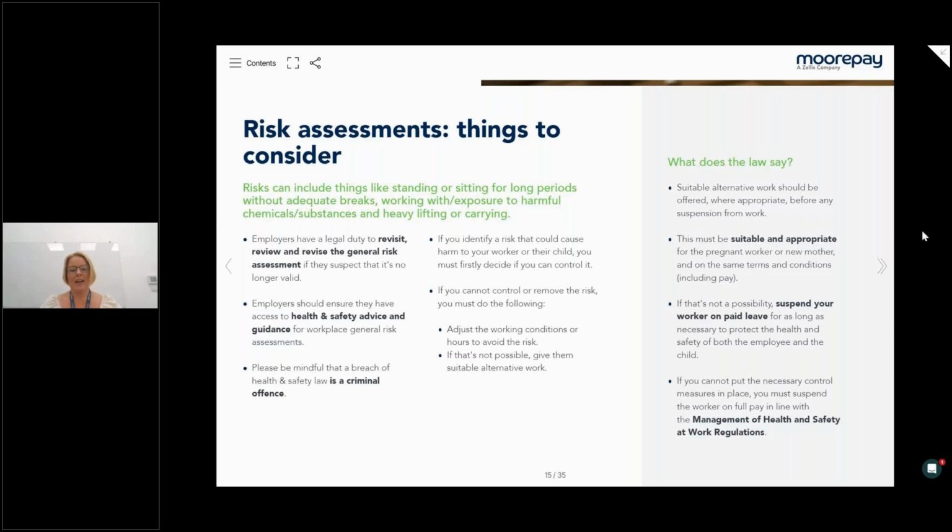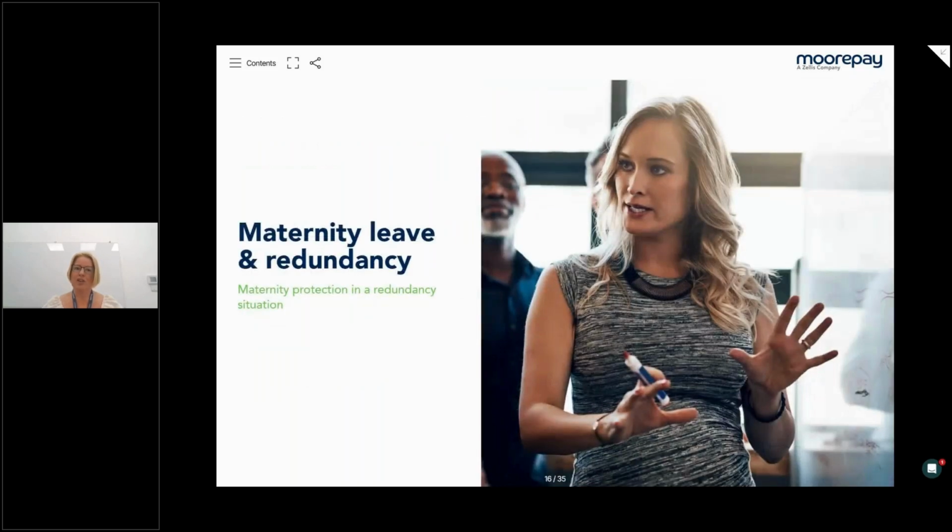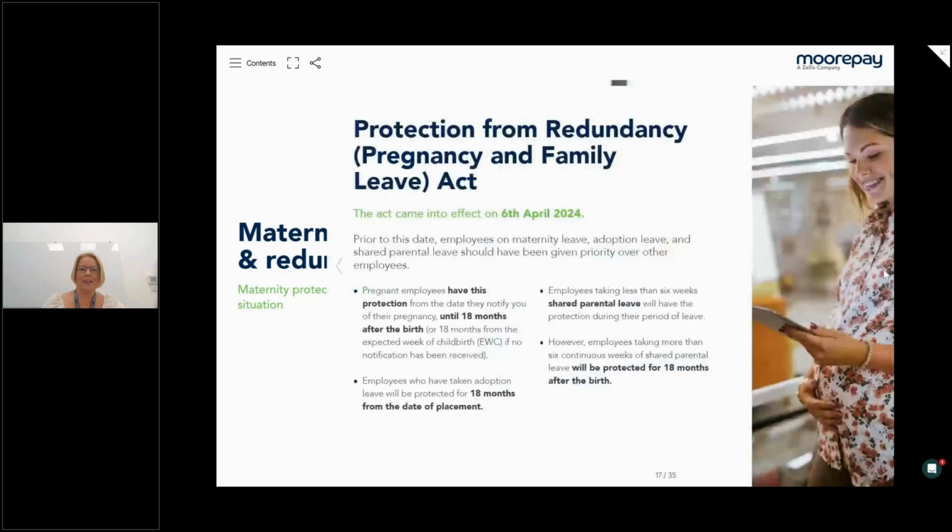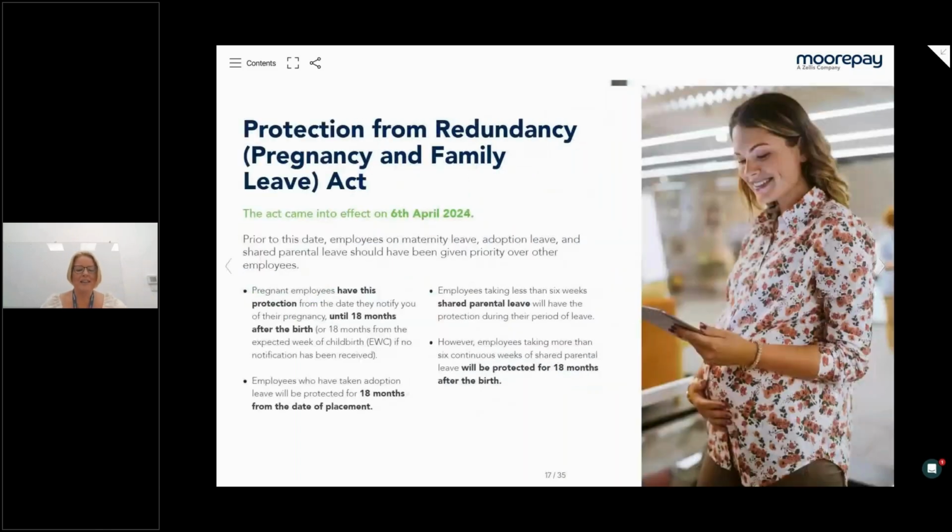Okay, so April last year, we had new protection come in for pregnant and recently given birth people, in the form of the Protection from Redundancy Act. It came in on the 6th of April last year, and it's changed things slightly. If you're used to pregnancy and redundancy, and you've dealt with it in the past, basically all it's done is enhance that so that people have a longer period of protection.